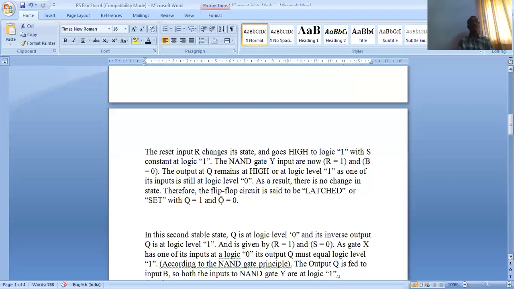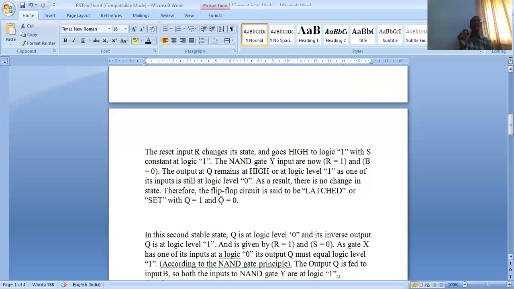In this way, the question may be asked for 10 marks, or the question may be asked for 5 marks. Then you should draw and explain each step separately. For example, you have to draw the construction, explain the construction, then write the truth table. First step, you should write step 1. When R equal to 0, S equal to 0. Output Q and Q bar in the last state.